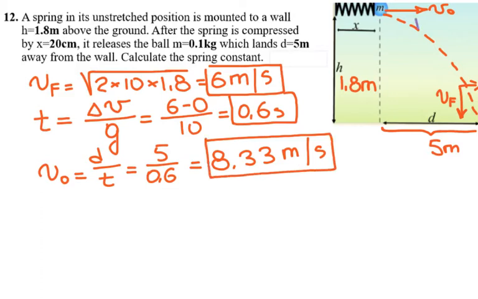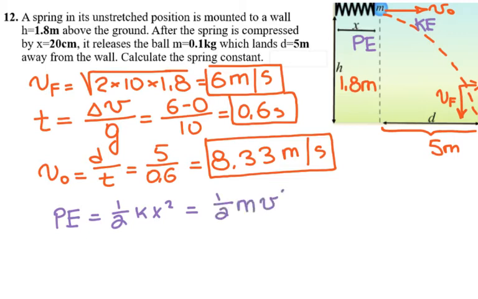Where did the ball take this horizontal velocity? This is actually the kinetic energy that the ball has. Where did it take kinetic energy from? It took it from the potential energy of the spring. So I can say the potential energy of the spring, which is 1/2 kx squared, is equal to the kinetic energy of the ball after it was released, so that's 1/2 mv squared. So 1/2 and 1/2 cancel.